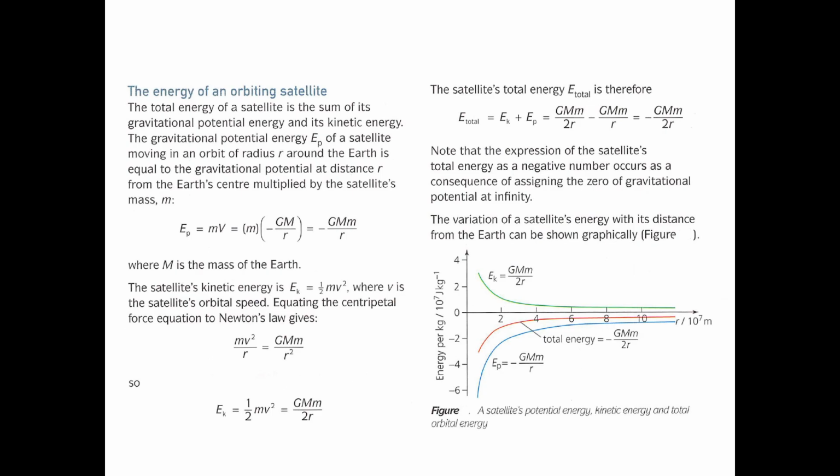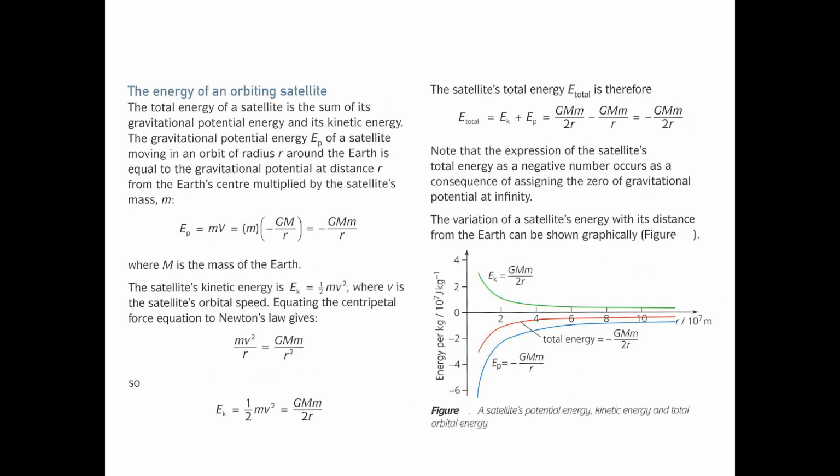Now, the next step, what they're trying to do there is make the left-hand side look like half mv squared. So if you multiply both sides by a half and r, then magically the left-hand side will change from mv squared over r to half mv squared. And if you do the same on the other side, you get GMm over 2r. So that's a radial expression there for the kinetic energy.